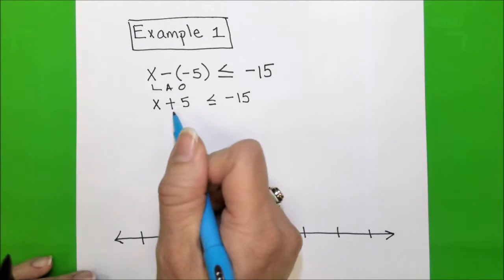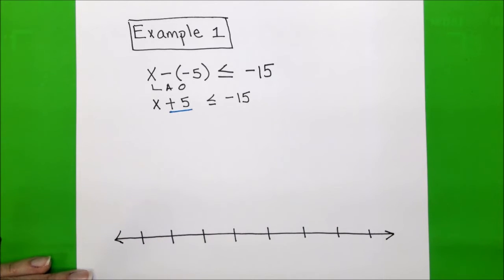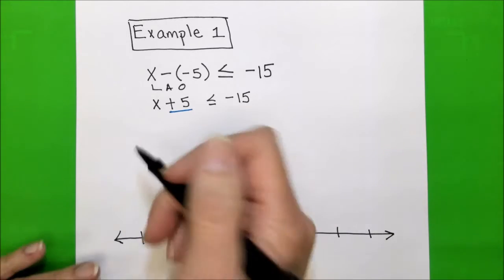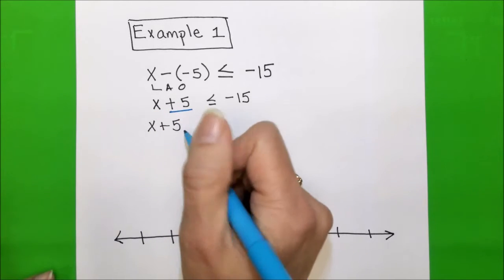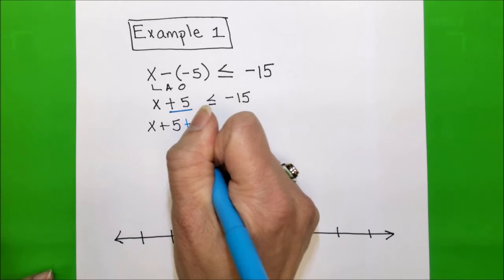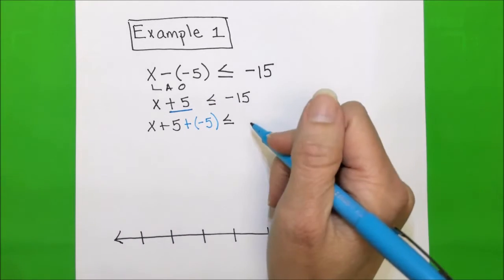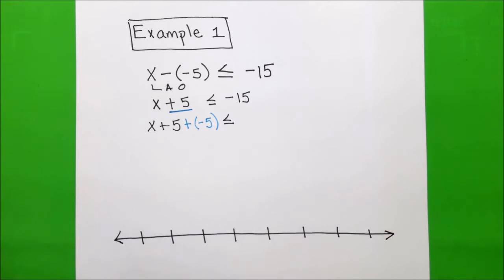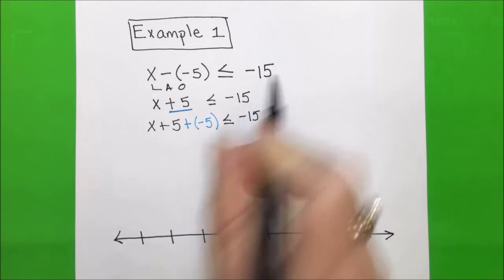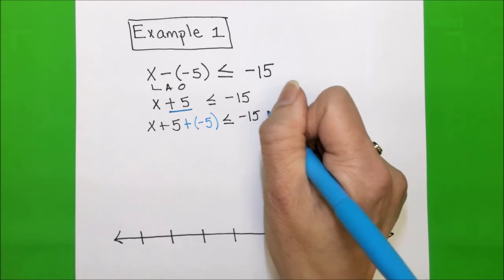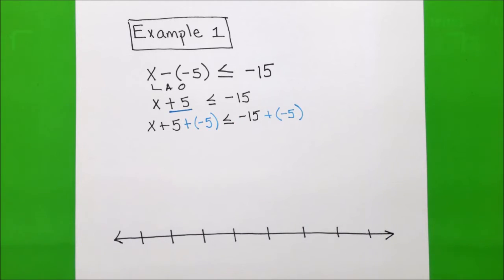In order to do that, we are adding 5 to x, so now we need to subtract 5 from both sides. So I start with what I have, x plus 5, and I can subtract 5 or add -5, the opposite. I have my inequality symbol, and now the same thing on the other side, -15, and I'm going to add in my -5, the opposite of adding +5.